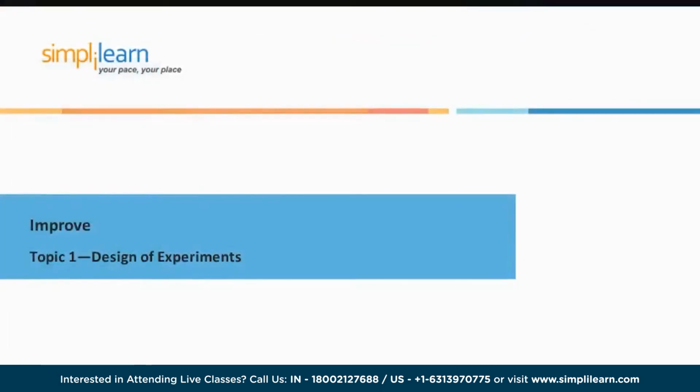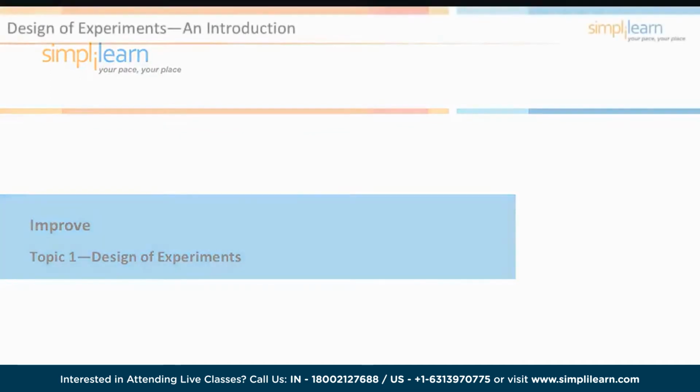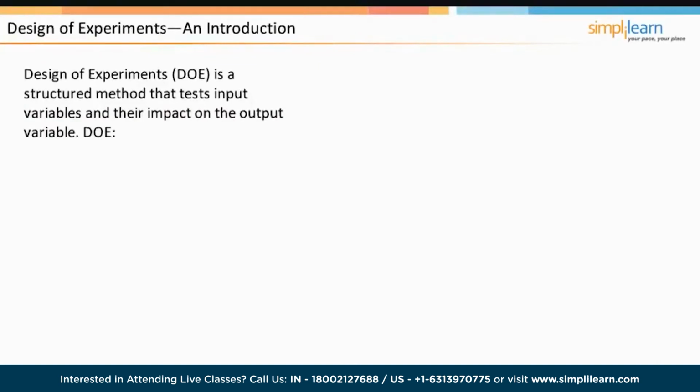In this topic, we will discuss design of experiments in detail. Let us learn about design of experiments in the following screen. Design of experiments, or DOE, consists of a series of planned and scientific experiments that test various input variables and their eventual impact on the output variable.